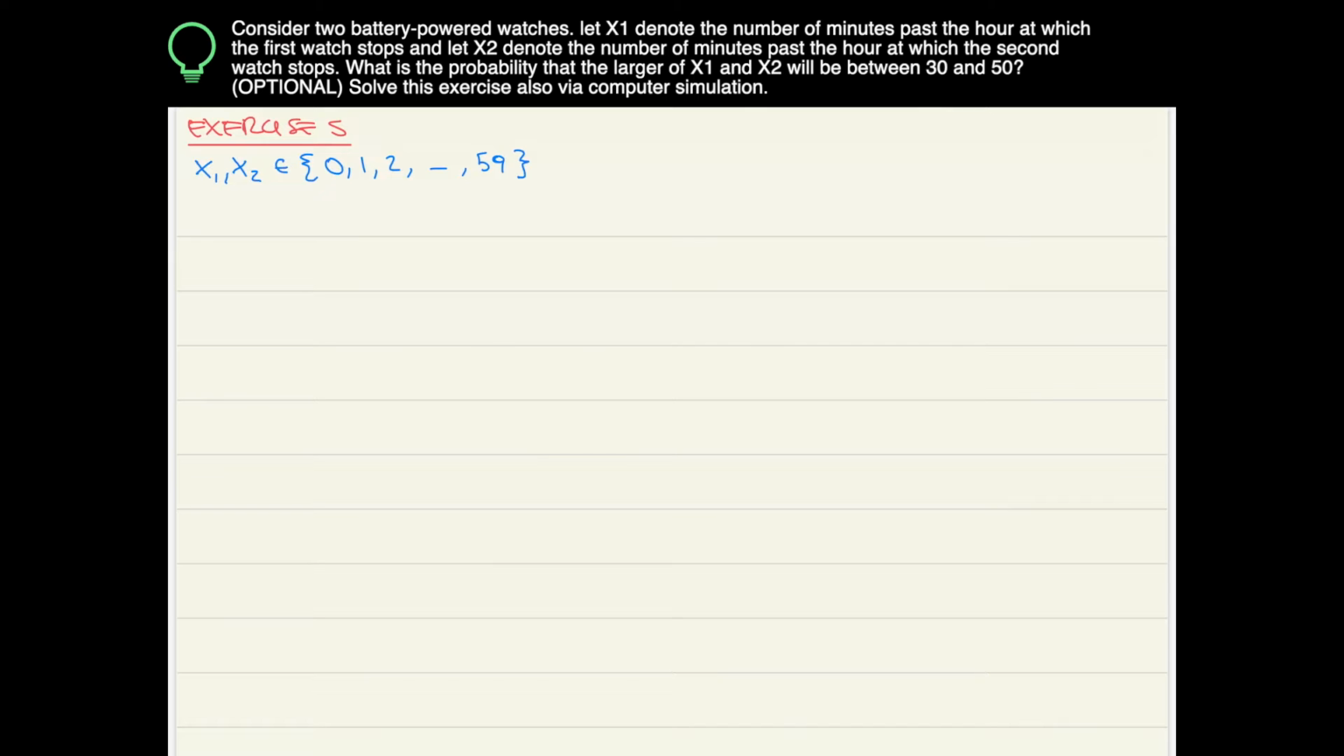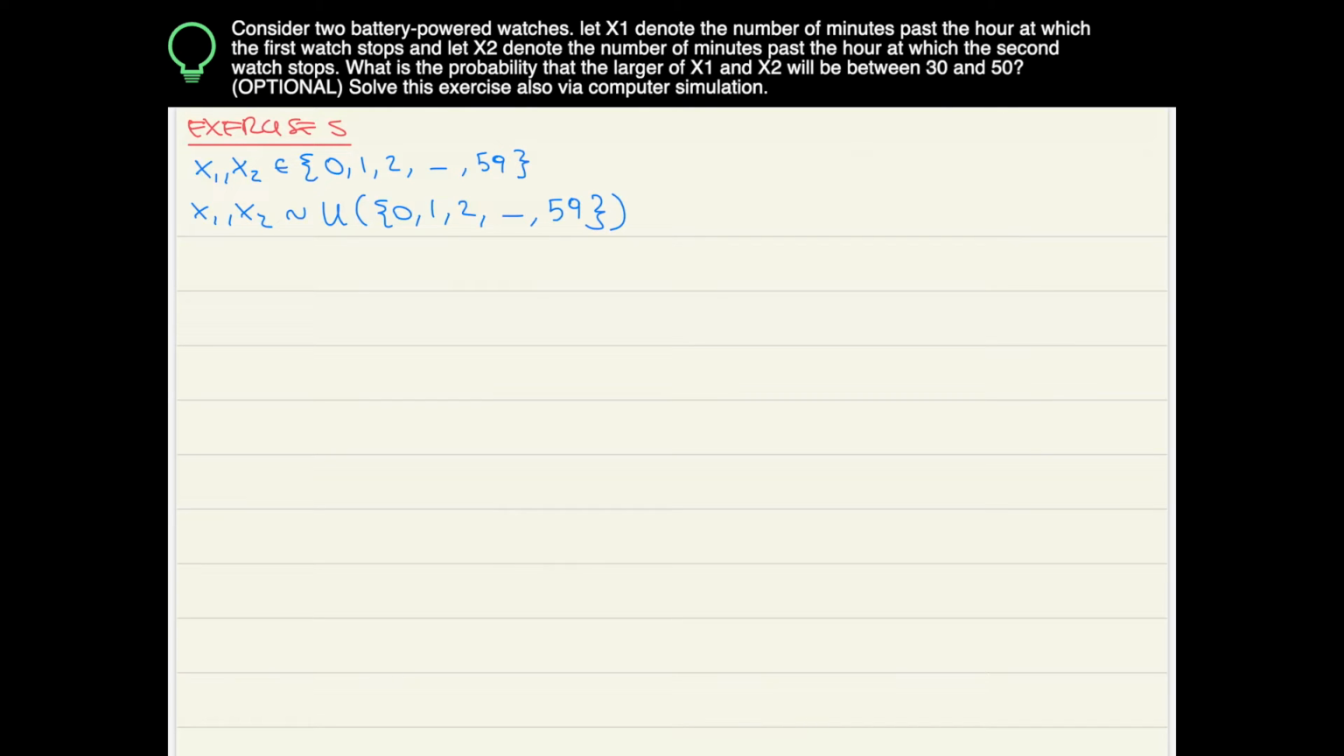So we don't have any reason to think that one watch has a higher probability to stop at a specific minute past the hour. The battery inside the watches is supposed to last for months or years. So really, we'll assume, and it's reasonable to assume, that every minute is equally likely. So x1 and x2 are in fact uniformly distributed on the set of integers from 0 to 59.